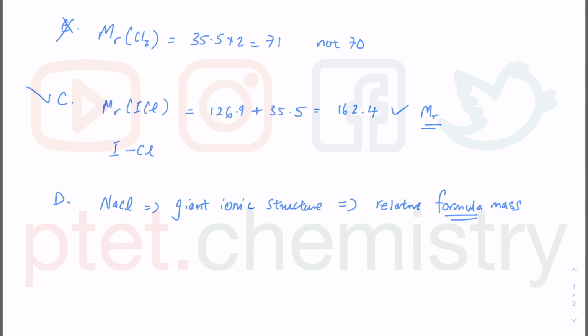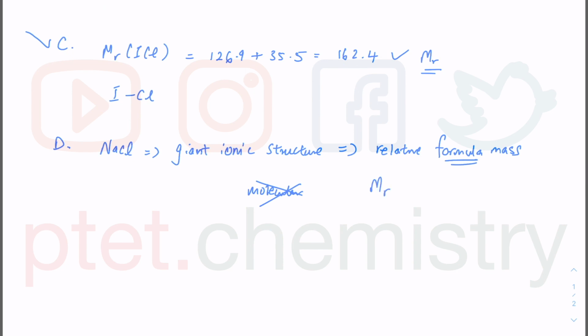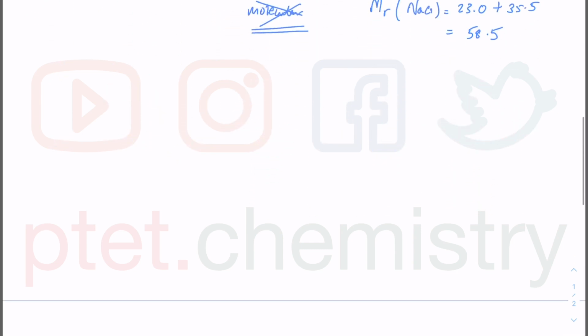So molecular is definitely wrong, well, wrong in the context of technicality, but in the context of calculating the relative formula mass, we still use this expression called Mr of NaCl, which you can get from the data booklet, 23.0 plus 35.5. Pardon me, I might be wrong with this. Oh no, it's correct, 58.5. So it is wrong not because of the value, it is wrong because of this thing called molecular.